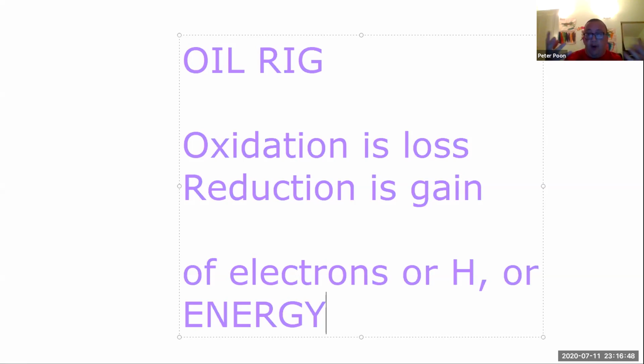This is a total thing. Electrons have energy and store energy. So you lose electrons, you lose energy. You gain electrons, you gain energy. Hydrogen just follows electrons around, so anytime you pick up electrons, you pick up hydrogen. So oxidation is loss of electrons, or hydrogens, or energy.